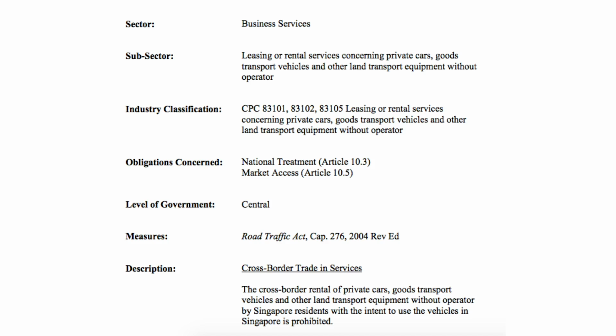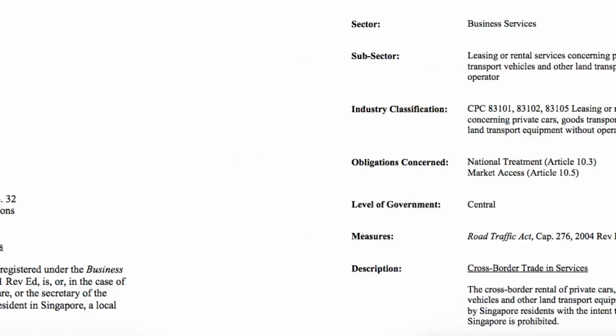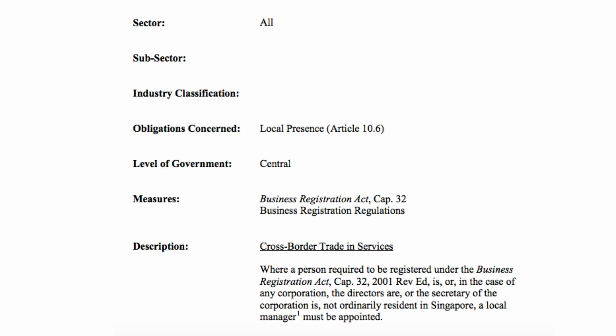Description, as indicated in the introductory note for each party schedule, either sets out the non-conforming measures or provides a general, non-binding description of the measures for which the entry is made. In this case, cross-border trade and services, the cross-border rental of private cars, goods, transport vehicles and other land transport equipment without operator by Singaporean residents with the intent to use the vehicles in Singapore is prohibited.